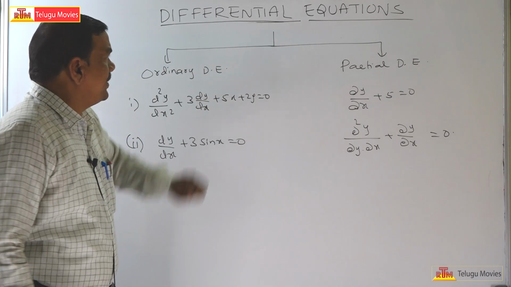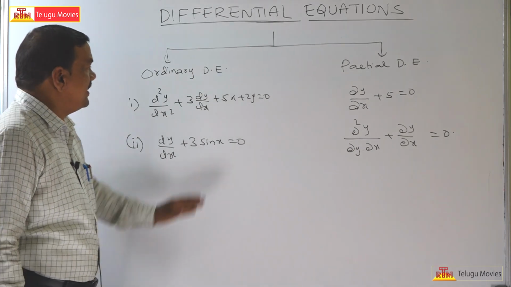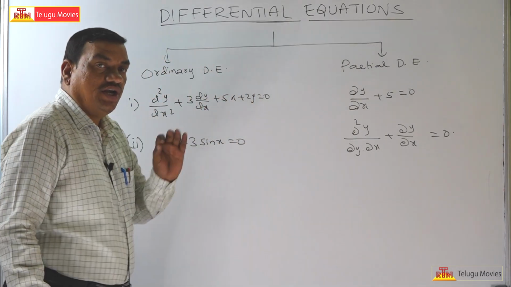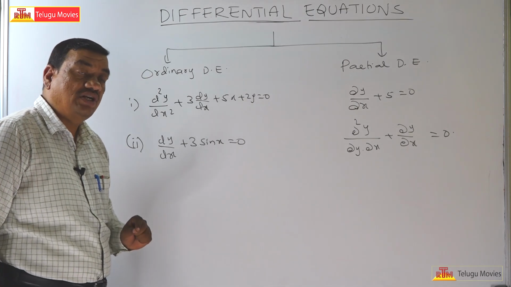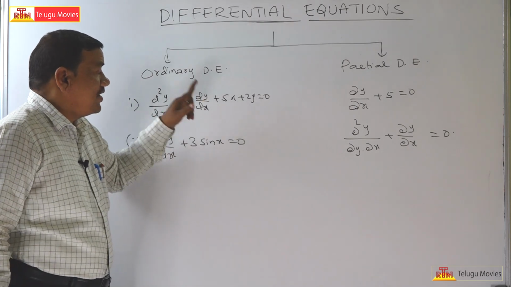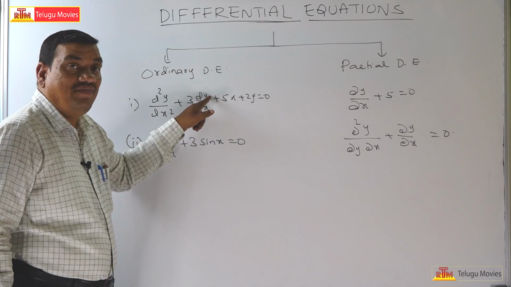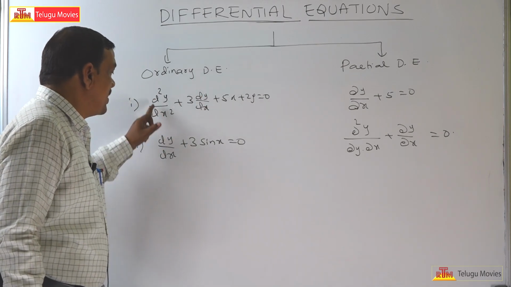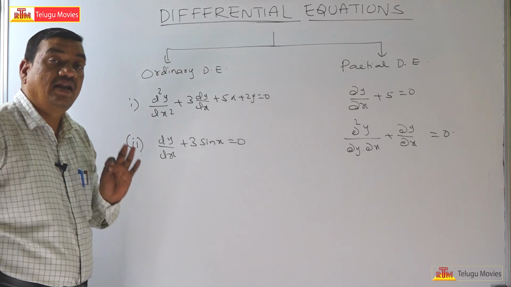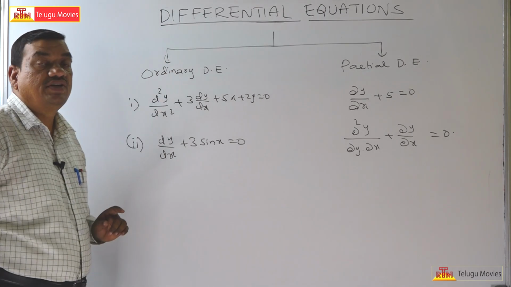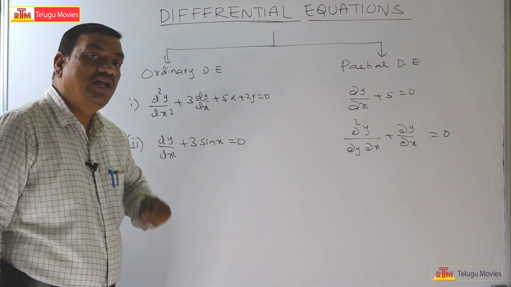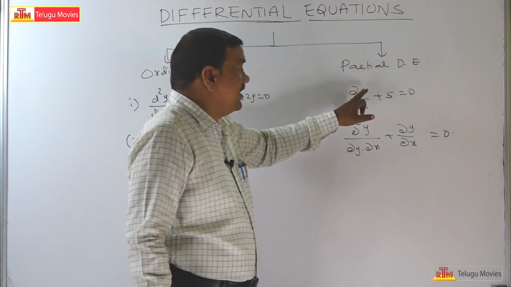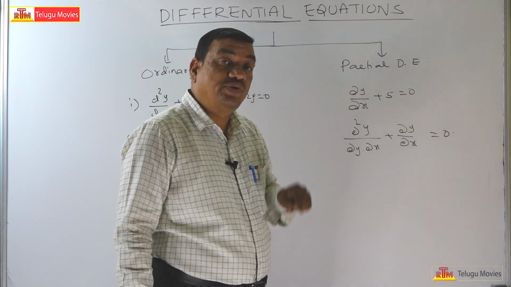Welcome back. So differential equations are of two types. One is ordinary differential equations, another one is partial differential equations. In ordinary differential equations, you will observe the derivative of dependent variables with respect to one independent variable, that is dy by dx, d square y by dx square, like that only. Such type of equations are called ordinary differential equations. Now what about partial differential equations? Here the derivative of y with respect to x partially.